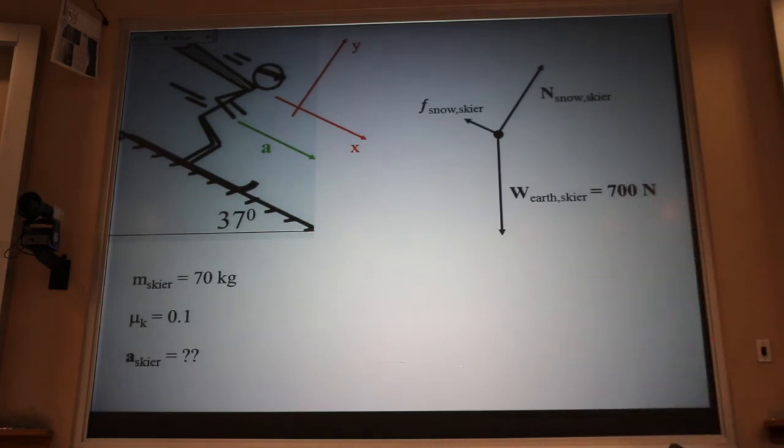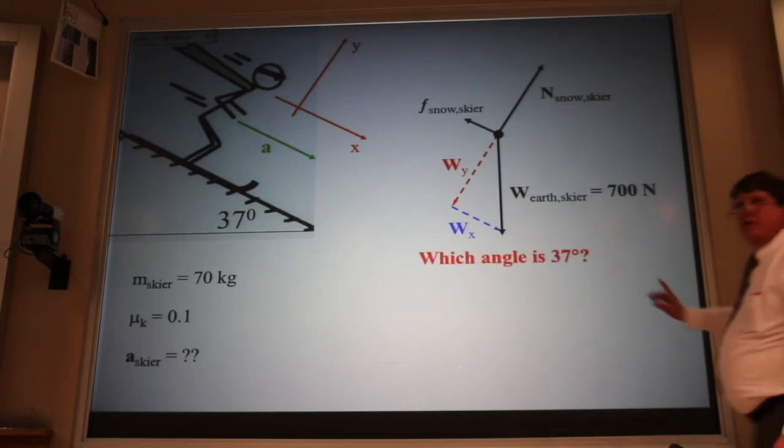Are you listening to me, all of you? Look in the direction of the normal force and go the other way, till you can make a 90-degree turn and get to the end of that weight force. Okay? And that gives me my components. Now, which angle is 37 degrees?